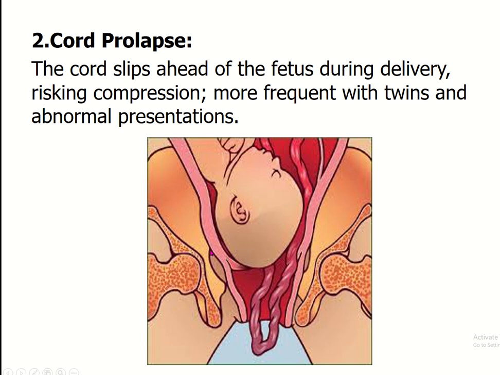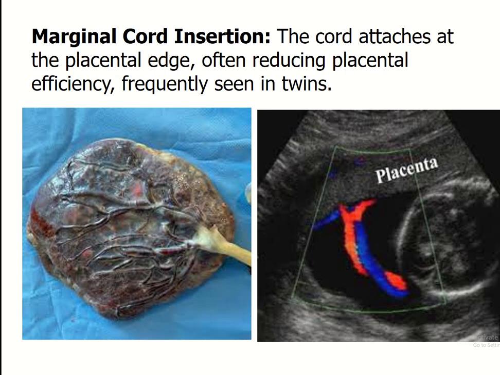Cord prolapse: the cord slips ahead of the fetus during delivery, risking compression, more frequent with twins and abnormal presentation. Marginal cord insertion: the cord is attached at the placental edge, often reducing placental efficiency and frequently seen in twins.